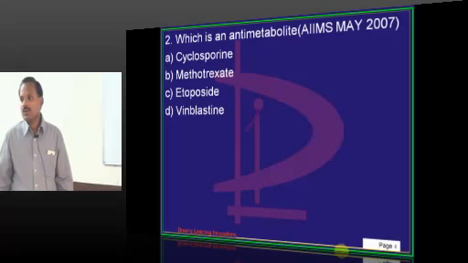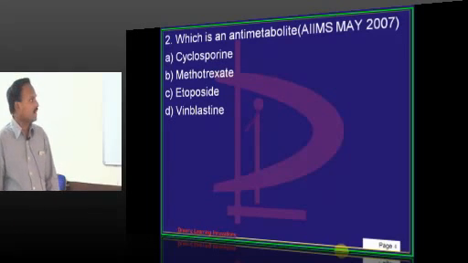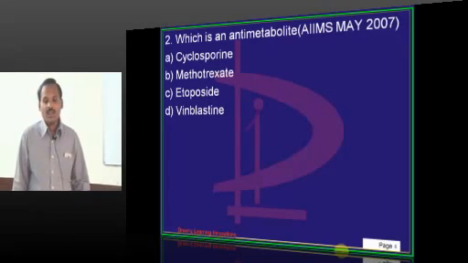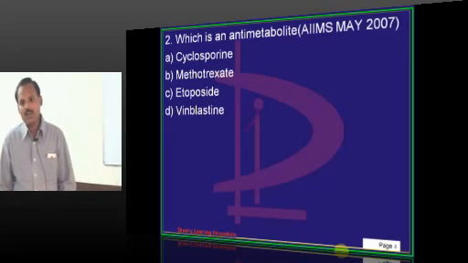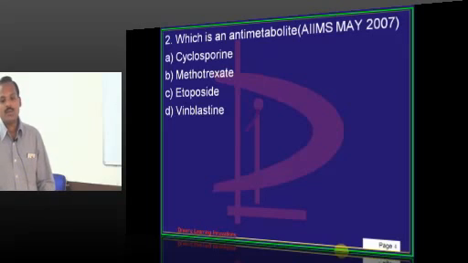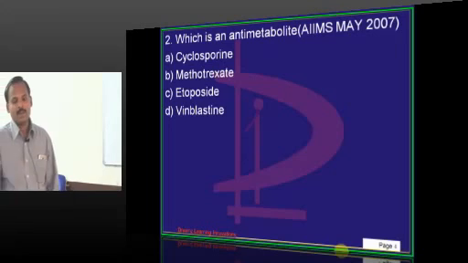Methotrexate is an anti-metabolite blocking the enzyme dihydrofolate reductase. Etoposide is an epipodophyllotoxin. Epipodophyllotoxin is an anti-malignancy alkaloid, and these epipodophyllotoxins are topoisomerase inhibitors. So, it is not an anti-metabolite.